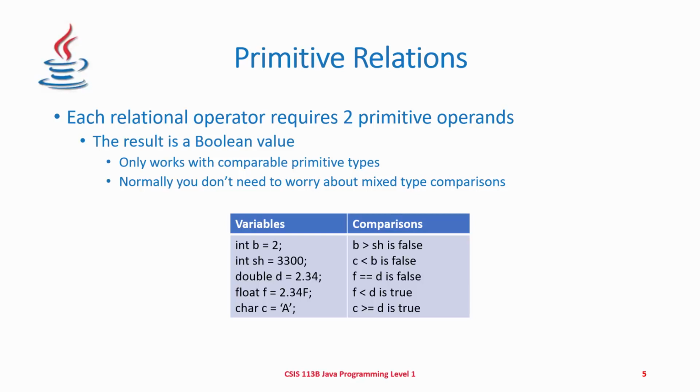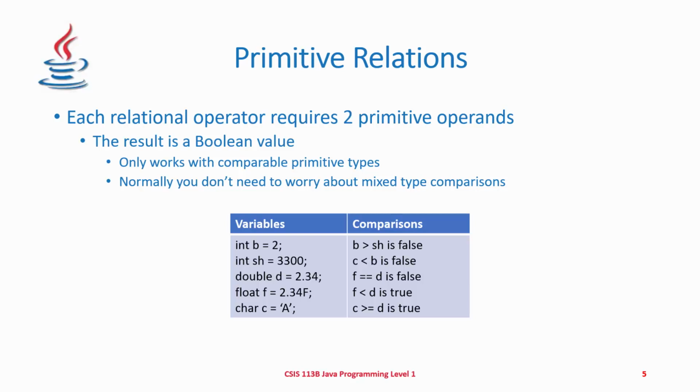In the chart at the bottom of this slide, you'll see we have two columns, variables and comparisons. We've got an int b equal to 2, an int sh equal to 3300, a double d equal to 2.34, a float f equal to 2.34f, which means you're assigning it as a float value. You couldn't assign just 2.34 to a float f, you'd get an error. So you have to put the capital F at the end to indicate that that's specifically a floating point value. And then char c is the capital letter A.